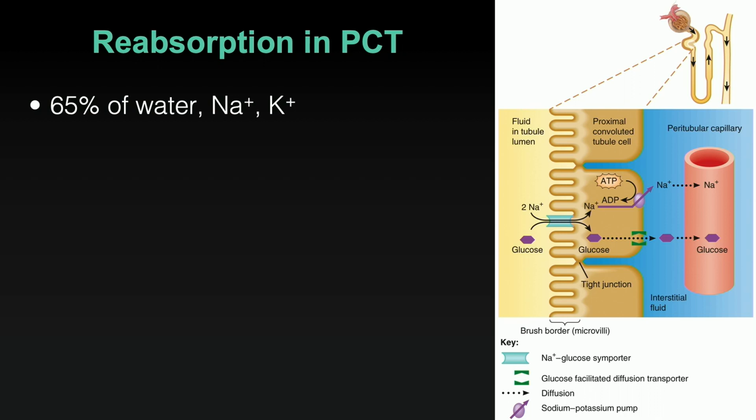Proximal convoluted tubule, the first stop of tubular fluid after it's been filtered. The filtrate is new, nothing has been reabsorbed yet. It enters the proximal convoluted tubule where 2/3 of water, sodium, potassium, major solutes are reabsorbed. A large majority of the filtrate is reabsorbed in the proximal convoluted tubule.